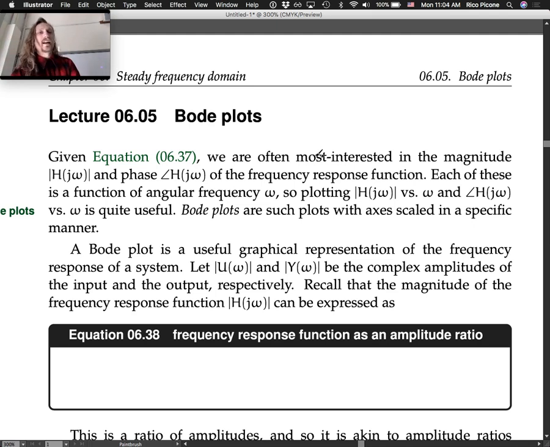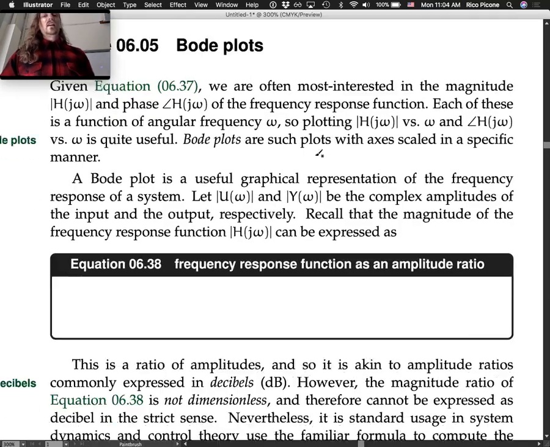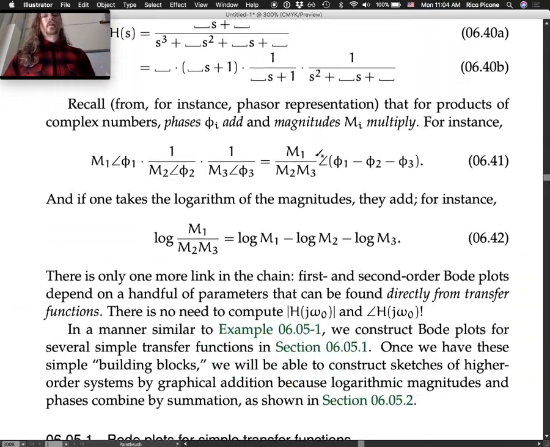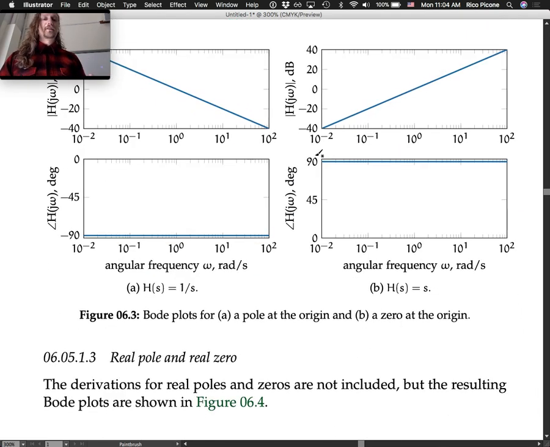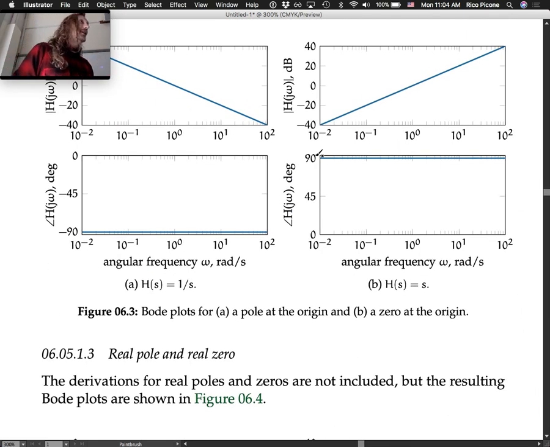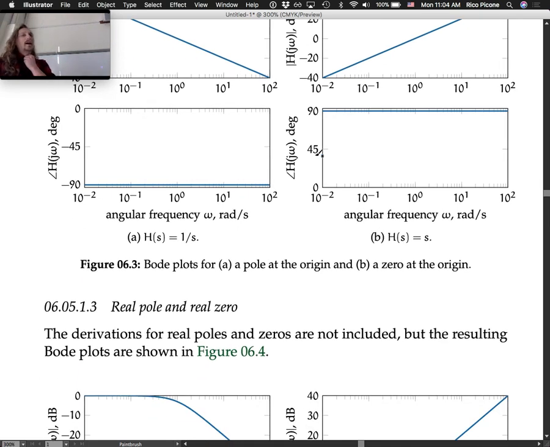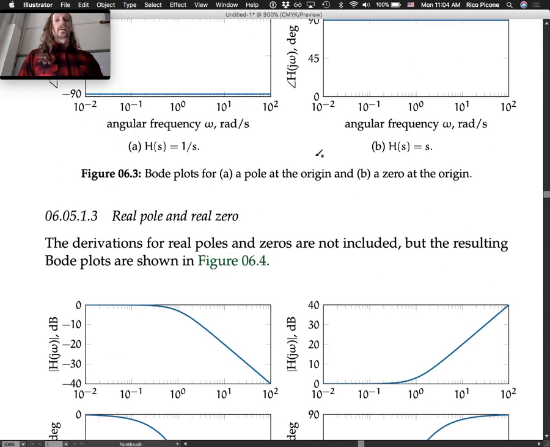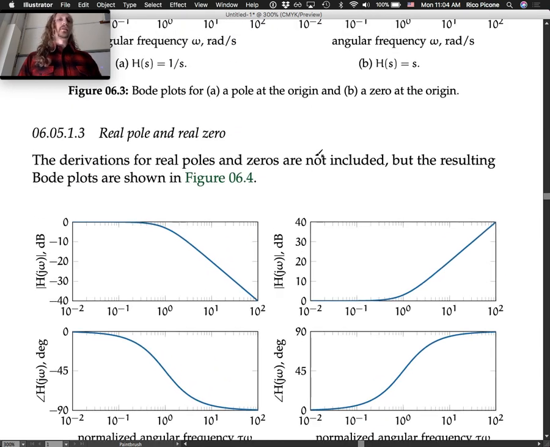When we ended last time, it was lecture 6-5 on Bode plots. We went through and did the Bode plots for a bunch of simple transfer functions, right? Then we talked about combining them, but we didn't really do an example of it. So we'll do a pretty involved example today. Several of these simple transfer functions will be composed into a more complex transfer function, and then we're going to have to sketch the Bode plot.